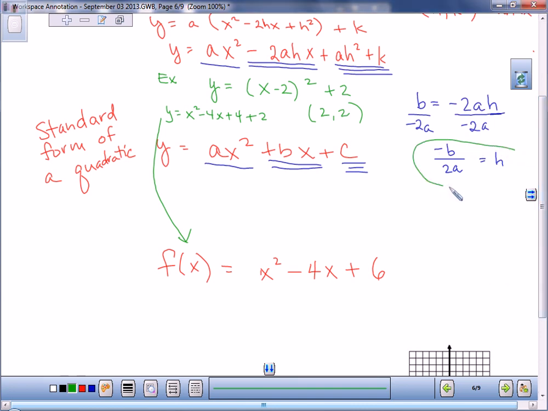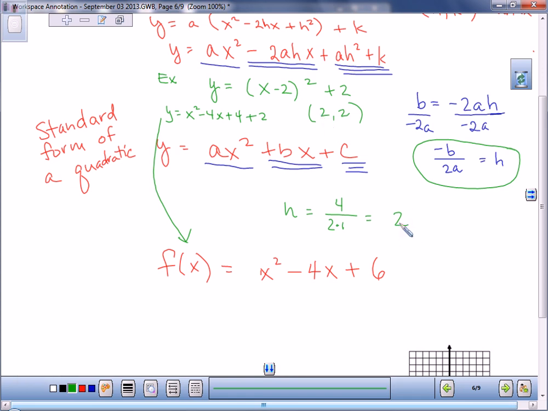If I took this equation and did negative b over 2a, and I'm trying to find the x value at the vertex, if I did negative b, what happens when I do the opposite of negative 4? I get positive 4 over 2 times 1. What's 4 divided by 2? 2. Is that what I had as an x value at the vertex there? Yeah. Okay. So I got the same thing.